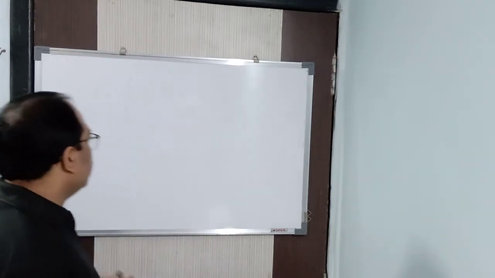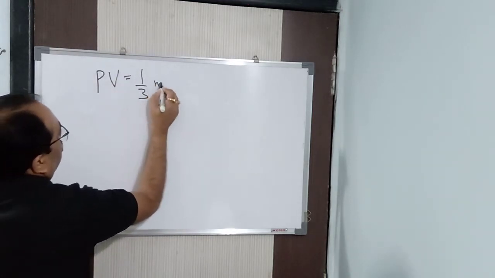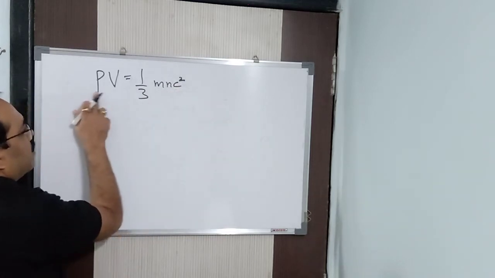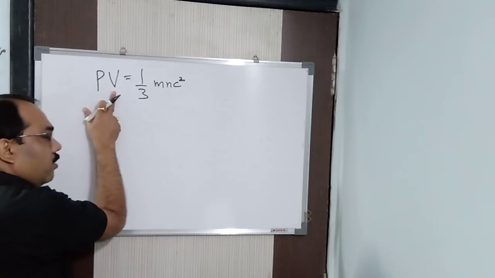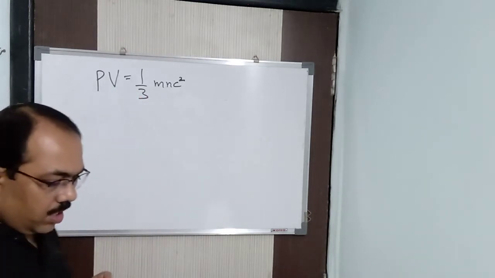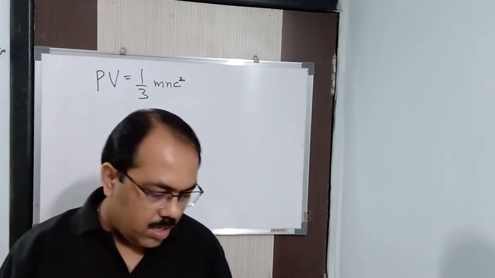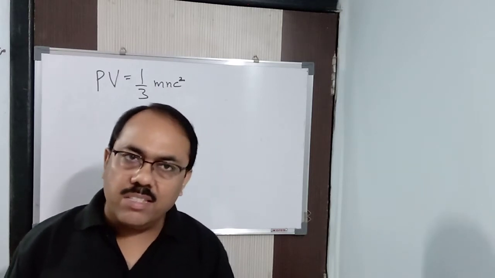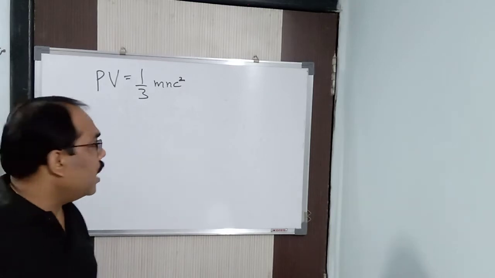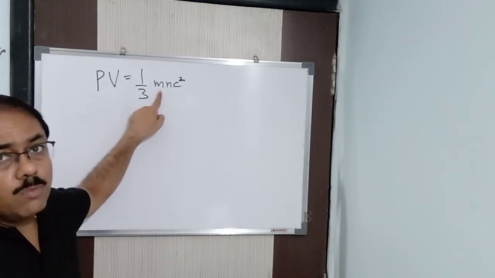Now the kinetic gas equation is PV = 1/3 mNc², where P is the pressure of the gas, V is the volume of the gas, and m stands for the mass of each molecule of the gas. Write it down what I am saying. P is the pressure, V is the volume of the gas in that particular container, and small m stands for the mass of each molecule of the gas.